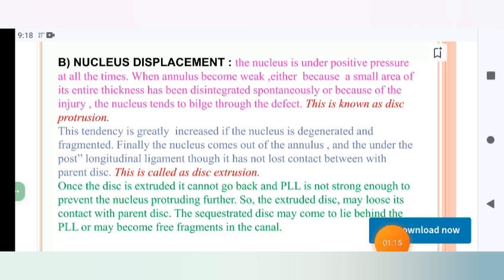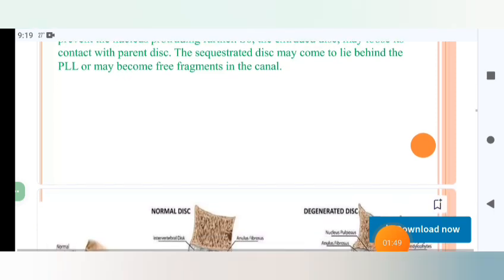Finally, the nucleus comes out of the annulus and under the posterior longitudinal ligament, though it has not lost contact with the parent disc. This is called disc extrusion. Once the disc is extruded, it cannot go back, and the PLL is not strong enough to prevent the nucleus protruding further, so the extruded disc may lose its contact with the parent disc. The sequestrated disc may come to lie behind the PLL or may become a free fragment in the canal.